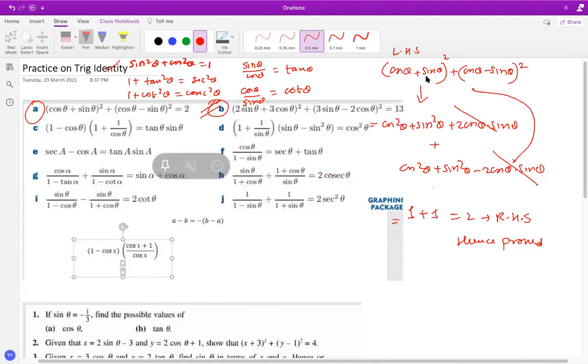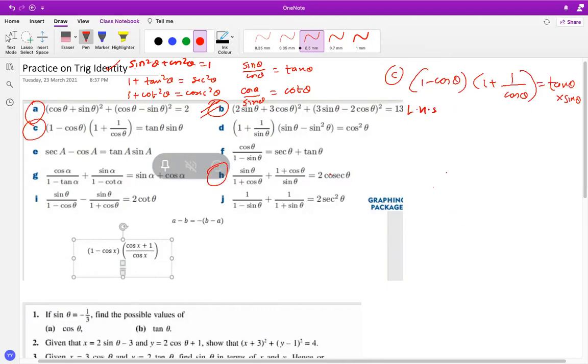So for the first one, you take the LHS and you expand this. So cos squared theta plus sine squared theta plus 2 sine theta cos theta. And this one is cos squared theta plus sine squared theta minus 2 sine theta cos theta. So this gets cancelled, and you get cos squared theta plus sine squared theta is 1. Cos squared theta plus sine squared theta is 1. So you get 1 plus 1 is 2. Since you get this 2, you prove the identity.